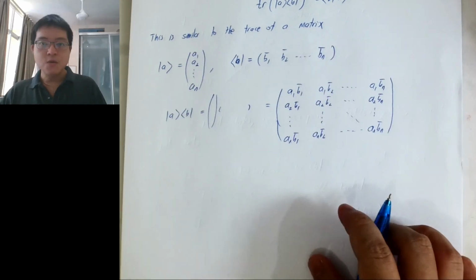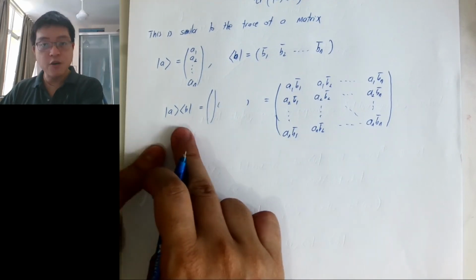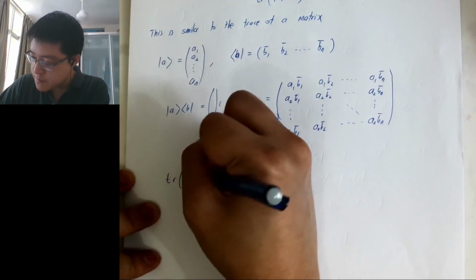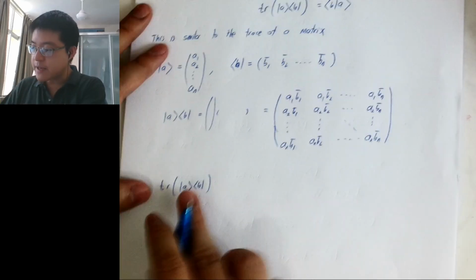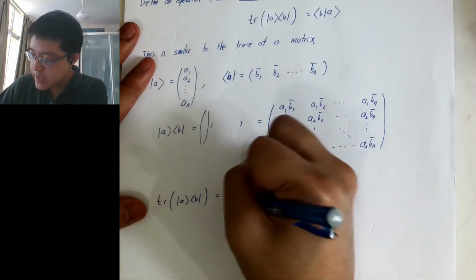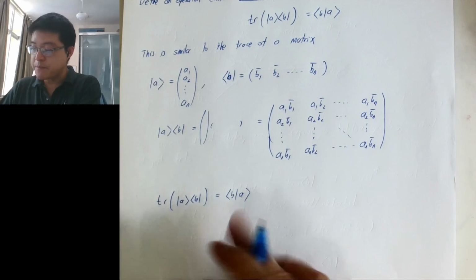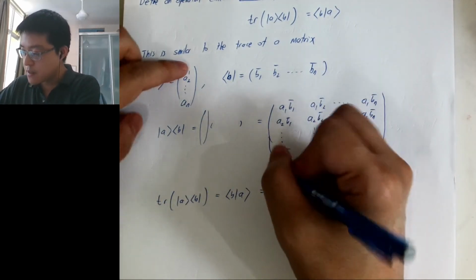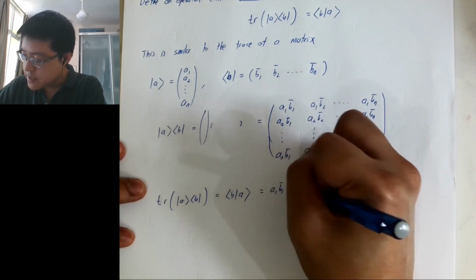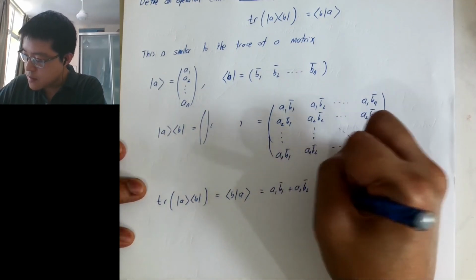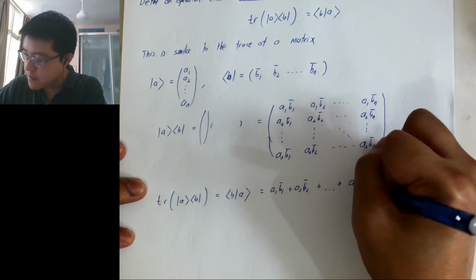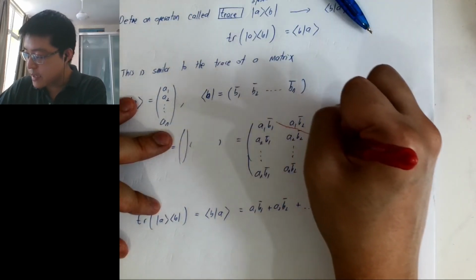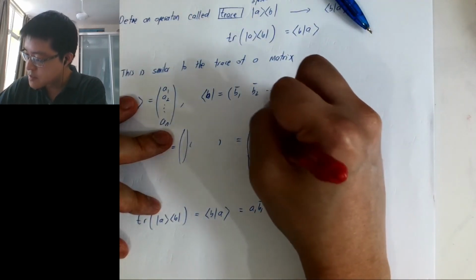So what happens if we take the trace of this operator? When I say we take the trace of ket bra AB, by the definition it's actually the bra-ket BA. And what is BA? BA is the inner product. So the inner product is basically just A1B1 bar plus A2B2 bar plus, up to, ANBN bar. And it's basically the same as summing up the diagonal elements of a matrix.